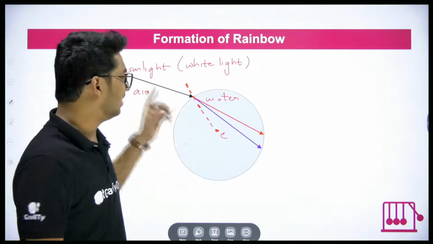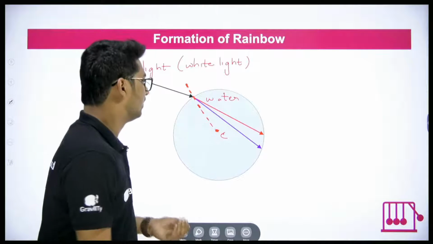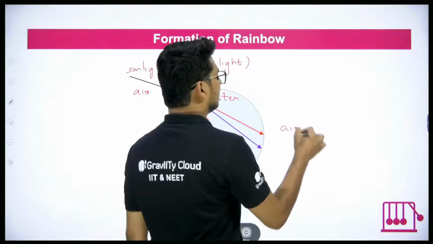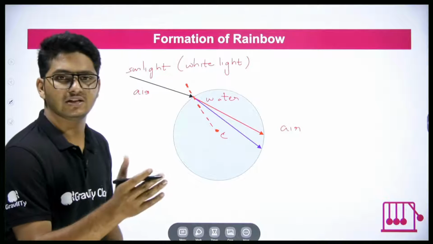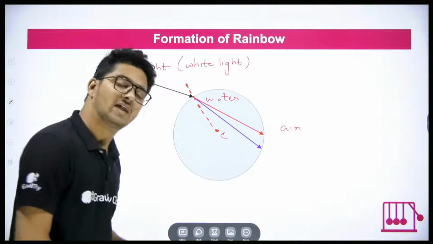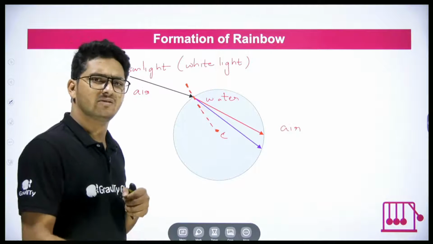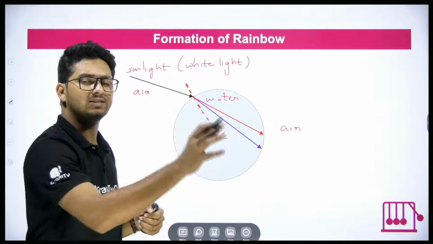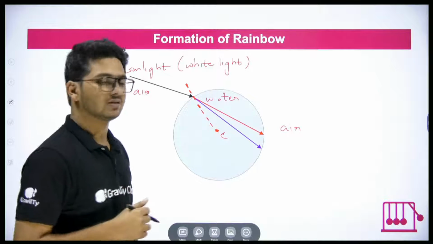Then the light rays, at the second surface they come across, between water and air. Understand this: at every surface, both reflection and refraction take place. Both of them. But when it comes to opaque surfaces, mostly reflection takes place. When it comes to transparent media, mostly refraction. But both of them take place.